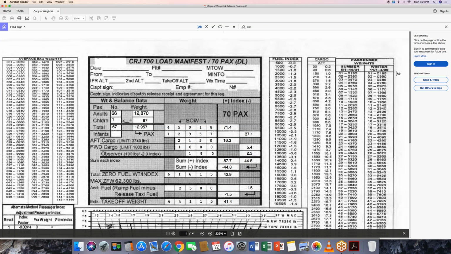All right, is everybody back? Yes. Yes, sir. All right. So, we have spent a lot of time covering the CRJ and the systems and everything. Now we get into a little more of the practical part once again.